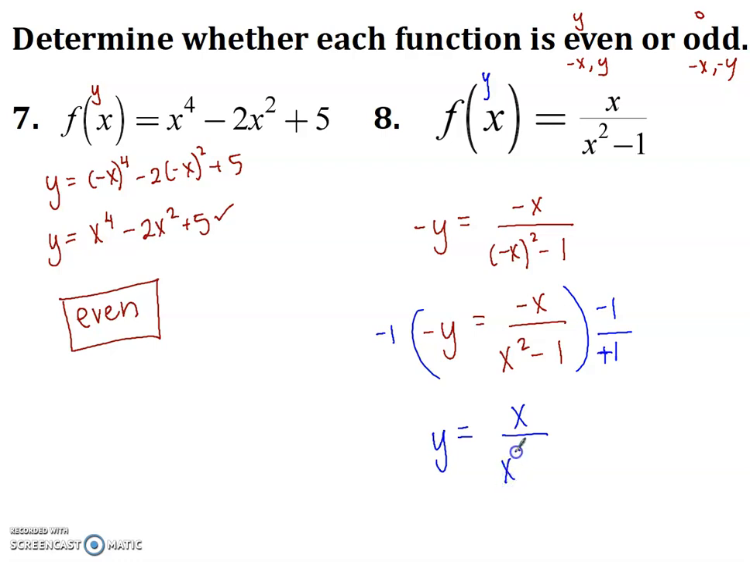So that'll give me x over x squared minus 1. So this ends up being exactly the same, making this an odd function. If this hadn't worked, and the even one hadn't worked, then we would have just said it's neither. It's not even or odd.